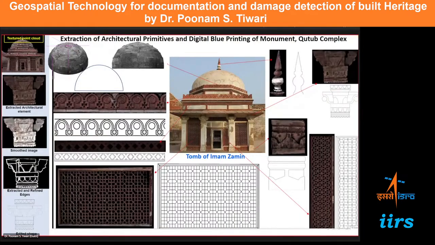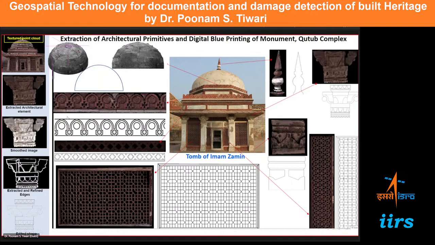So now how are these primitives used for extraction, or for digital blueprinting? You can see here, I have shown you how the shape of the tomb was created. Then you have some structure here also. We can do a certain amount of image processing and find out its primitive. Suppose this structure has been taken, we have extracted the architectural element, then we have done certain image processing operations, and we have got the edited shape.